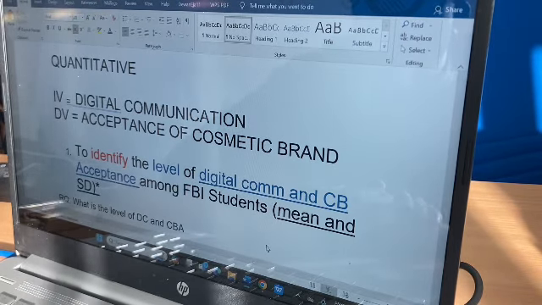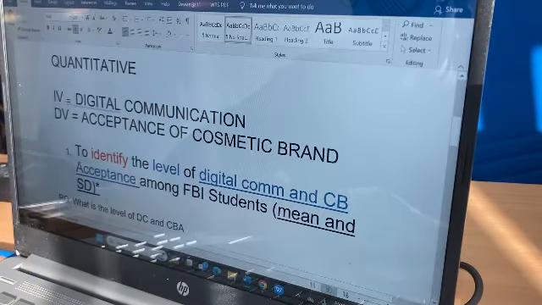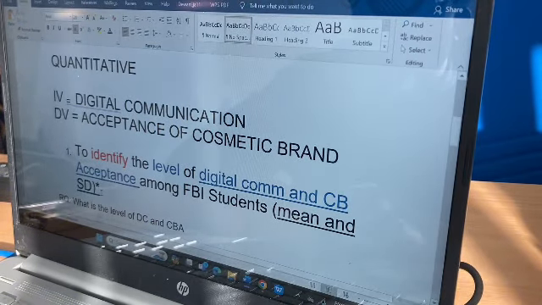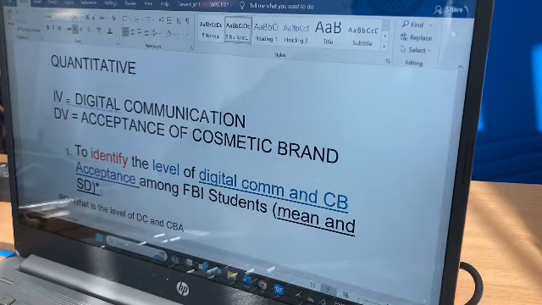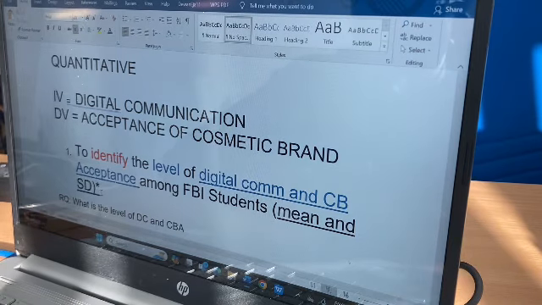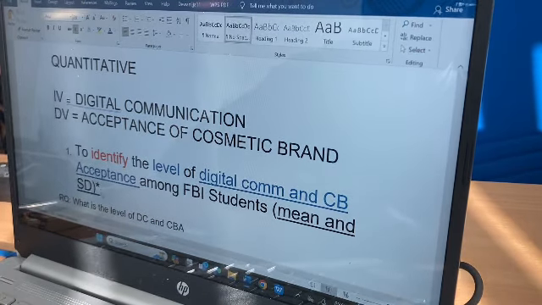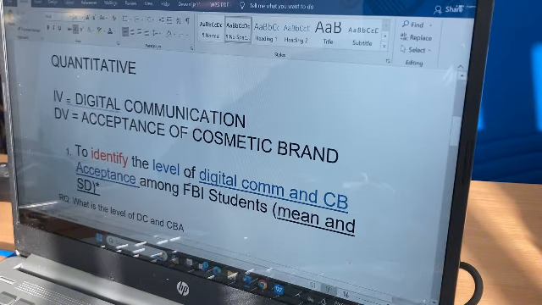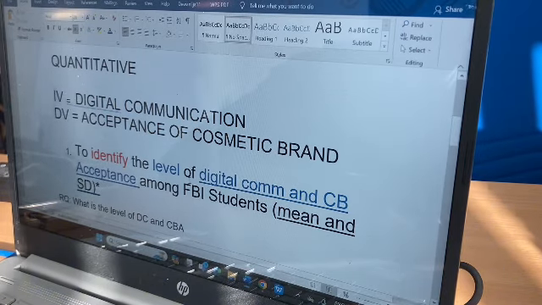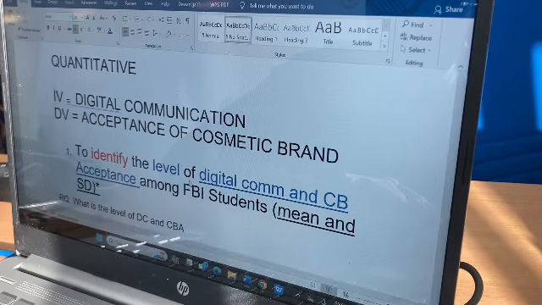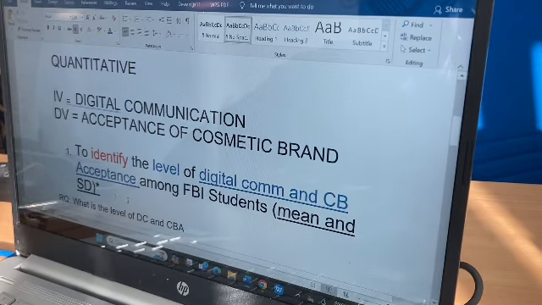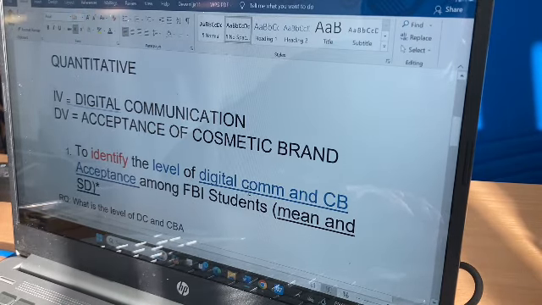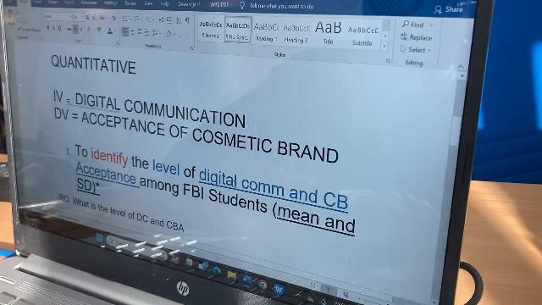How about the SD? I forgot. Okay, it's okay. All right, we are here to learn. SD means standard deviation. Normally, in a mean table for this type of analysis, which we call zero order analysis, we may have the frequency and percentage, and also mean and SD for each of the dimensions in digital communication and also acceptance.